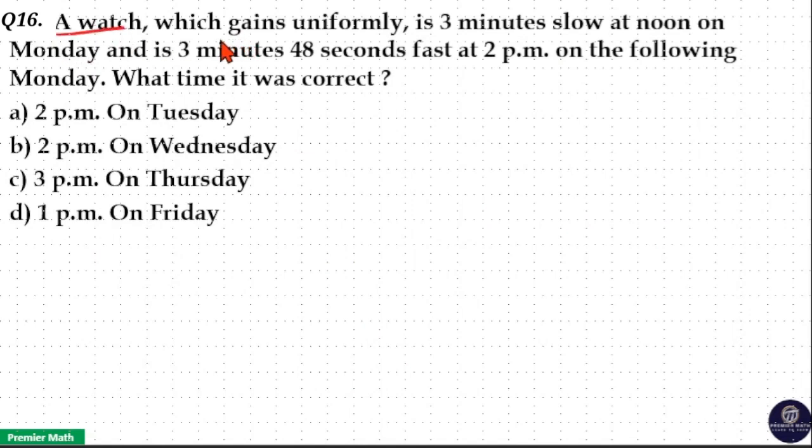A watch which gains uniformly is 3 minutes slow at noon on Monday and is 3 minutes 48 seconds fast at 2 p.m. on the following Monday. At what time was it correct?